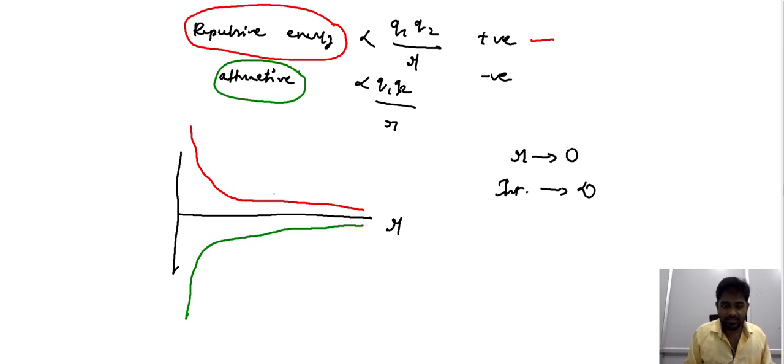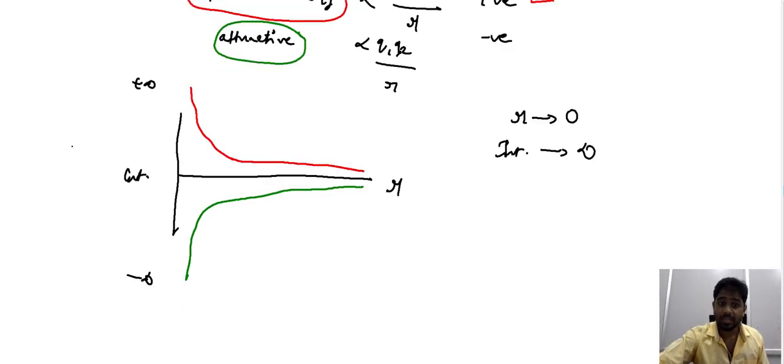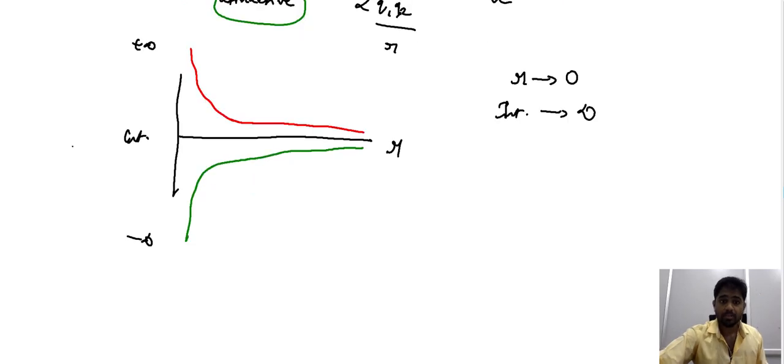As the R increases, the energy increases, and as the R gets closer to 0, the energy shoots to infinity. In the same way, as the R increases, the energy negatively increases for the attractive force, and when it gets close to 0, it shoots to infinity. So you have your positive infinity here, you have your negative infinity here, and we are talking about the interaction energy.